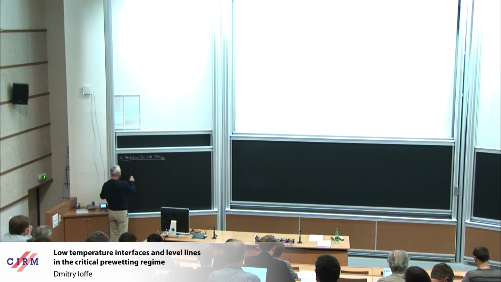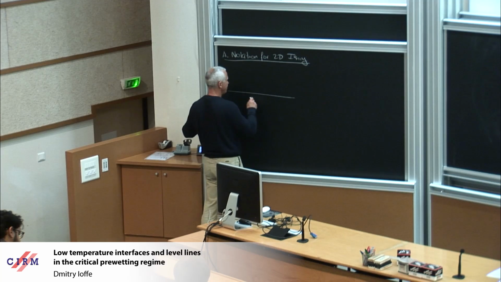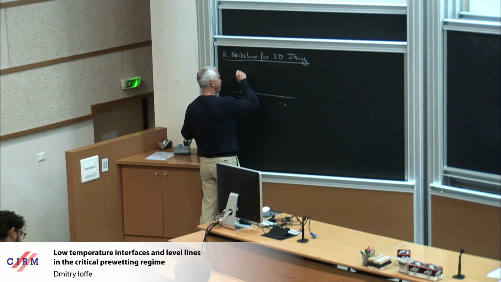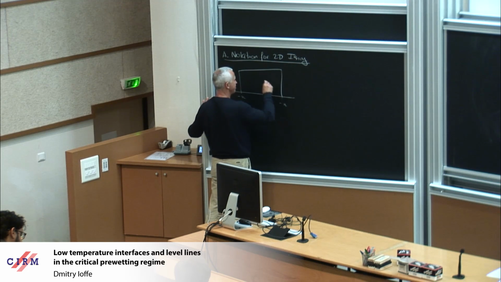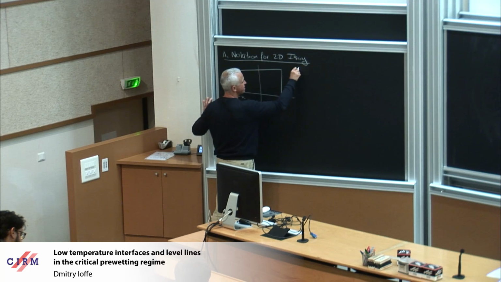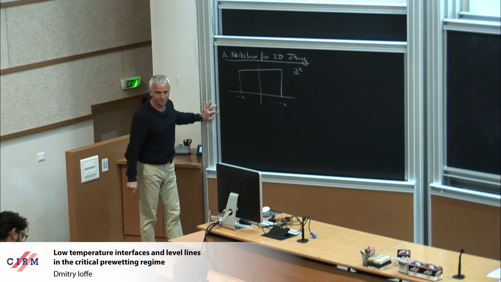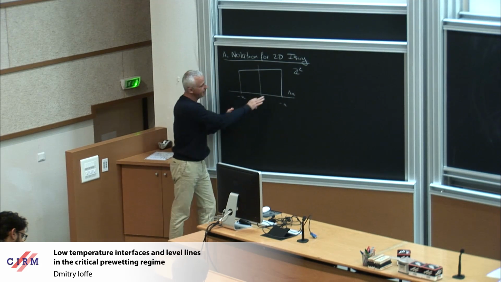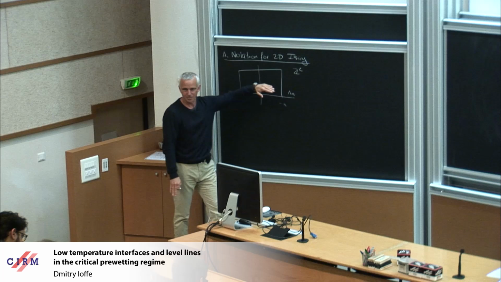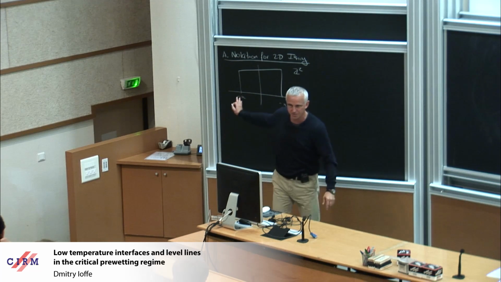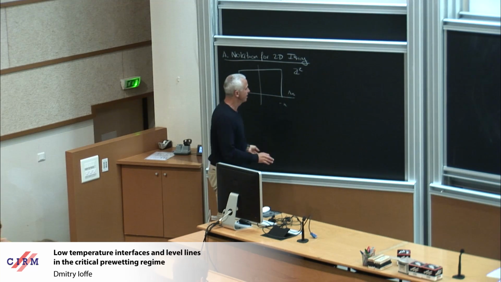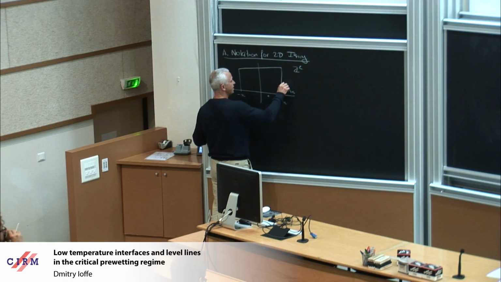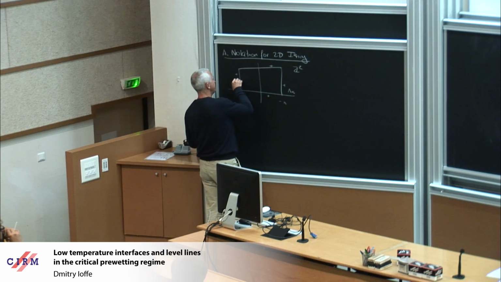So I'm taking, say, a box. Maybe it's like that. This is the two-dimensional lattice Z2. The box I'm taking, Lambda. The way I'm putting it on the top of the horizontal axis, because the surface phenomena will be important. So on this box, I'm taking plus boundary conditions.